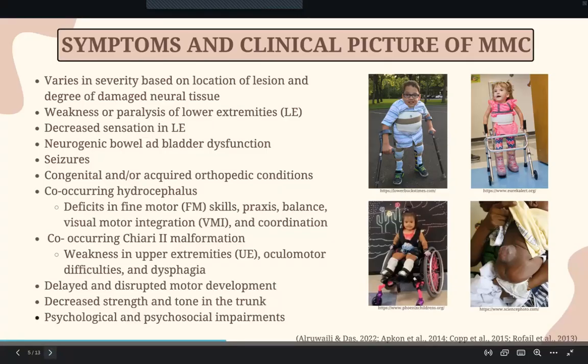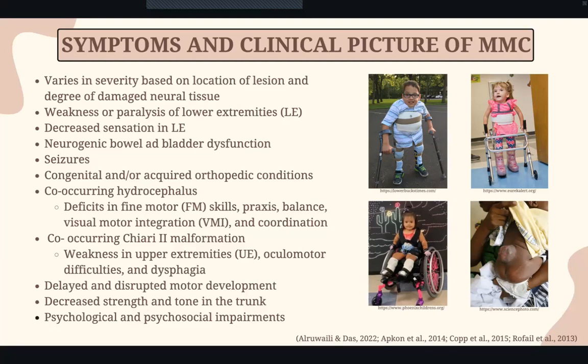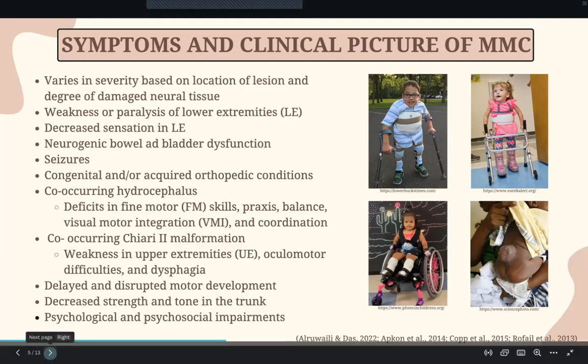So what does this look like? It will vary in severity based on the location of the lesion, the degree of damaged neural tissue, and the timing of surgical intervention. It will lead to weakness and paralysis of the lower extremities, along with decreased sensation. Depending on the level of the lesion, it could lead to neurogenic bowel and bladder dysfunction and seizures. It can also lead to congenital and/or acquired orthopedic conditions.